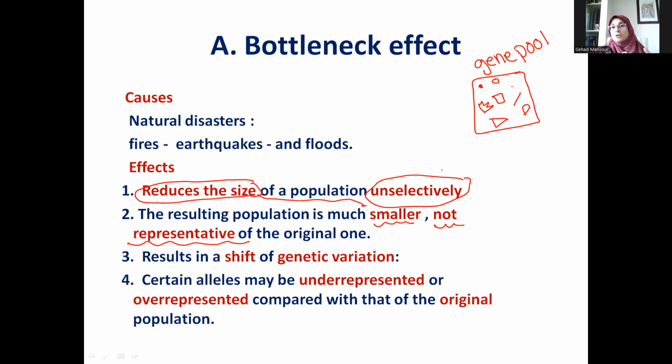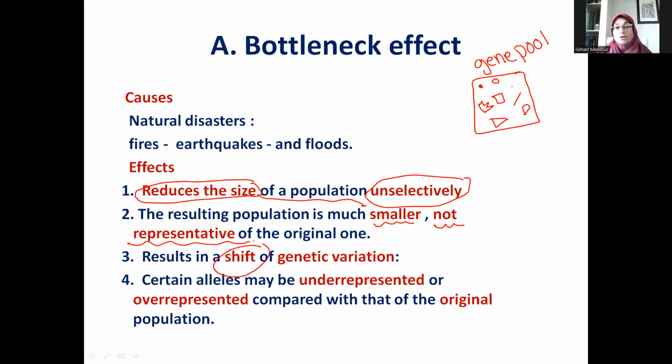It's more logical to think that if there is an earthquake, for example, that destroys buildings in a particular place, then death should be at random, unselectively. So why would it favor a particular group of alleles or individuals? This is what we're going to explain now. So the fact that the resulting population is smaller is logical because there are people who passed away.